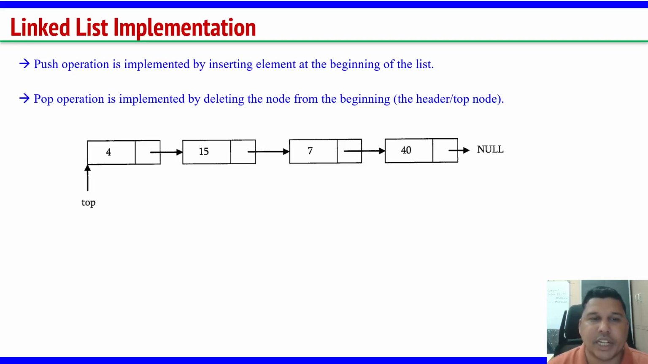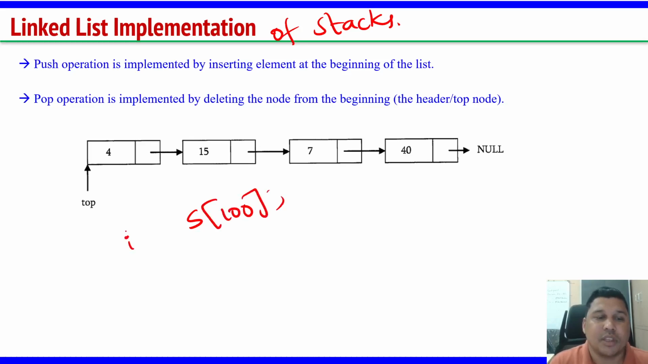Linked list implementation of stacks. Okay. Right. In array implementation, we are saying that we are fixing it to some number like this. Okay. This is a drawback in array implementation, that the size cannot be increased.